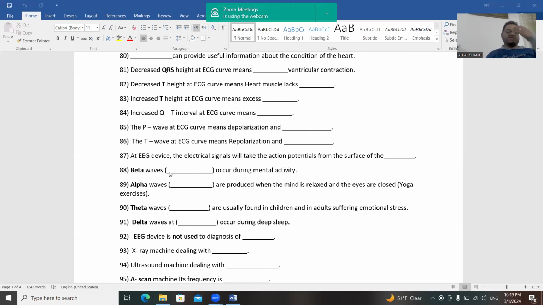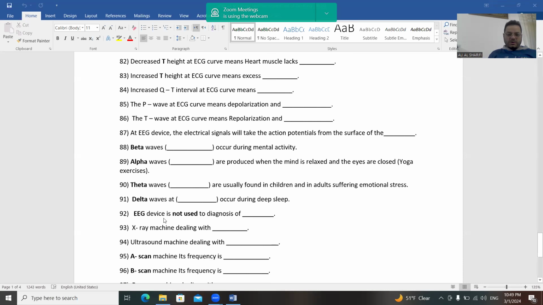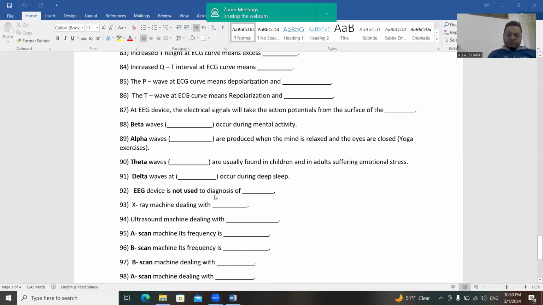Beta waves. I explained to you at the last the waves curve. Beta waves, I need here specific numbers. Alpha waves, theta waves, delta waves. Okay, I need the numbers, from which number it will start to which number it will finish. EEG device is not used to diagnose, is not used.